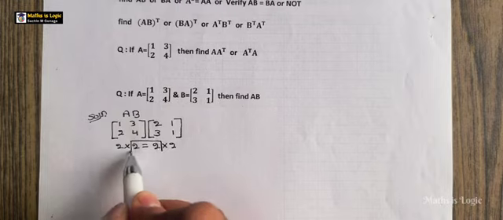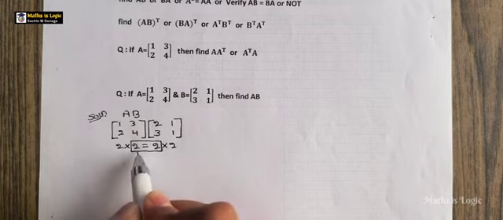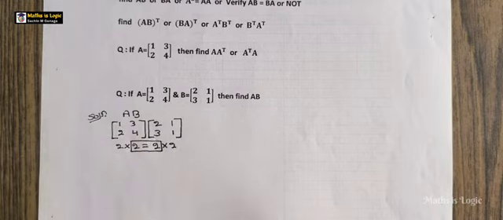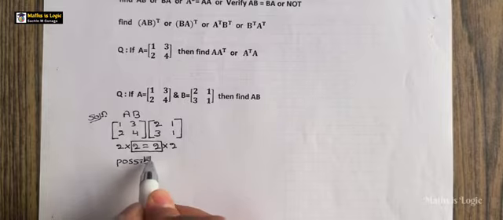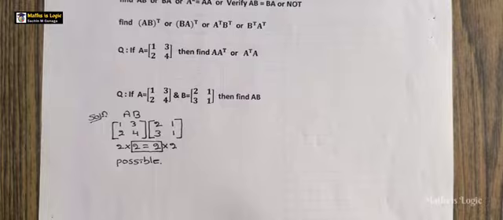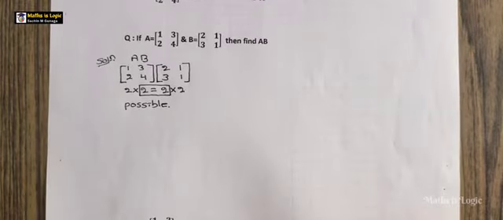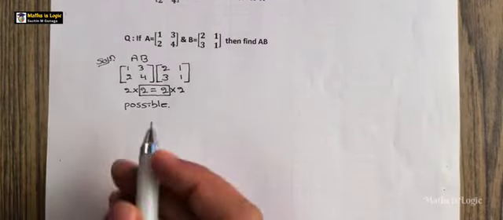So what is the multiplication condition? These two numbers should be the same. Then only matrix multiplication is possible. So here you can do matrix multiplication. After that, apply the box method.